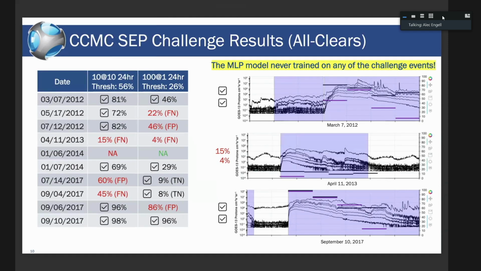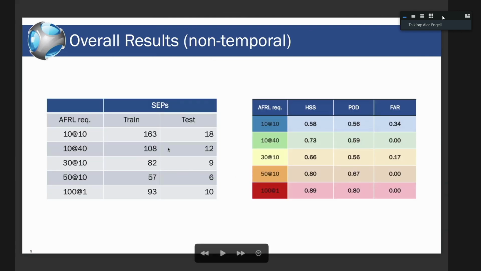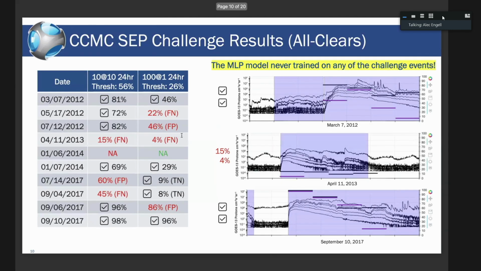Okay, so these are the CCMC SEP Challenge result events, or all clears, on the left here. These are all the SEP Challenge events that CCMC has put forth to the community. These were completely withheld as well. So you had these events, so train and test. Furthermore, we tested on these additional 11 events. So if you really know what we tested on, it was 29 events, because we withheld even more holdout events for the CCMC challenge events.